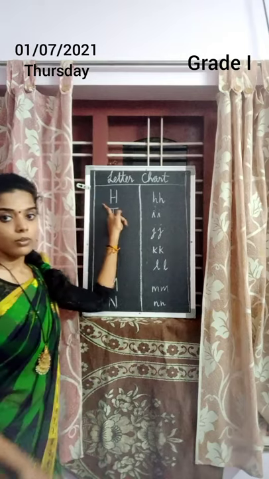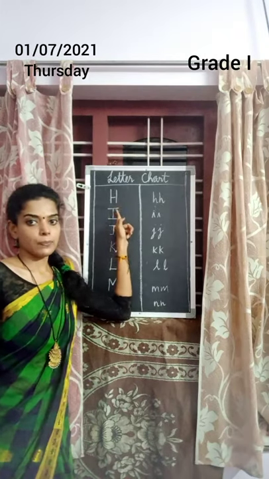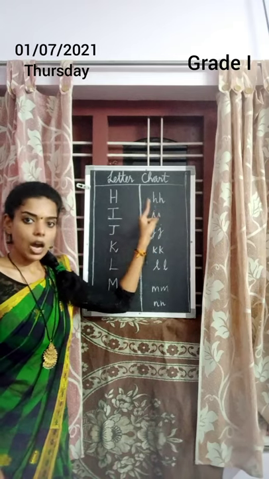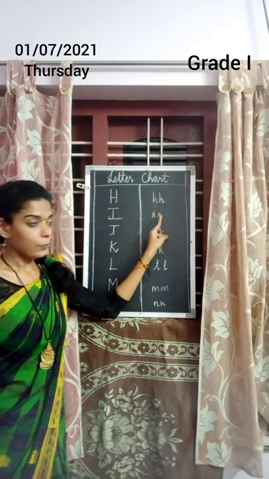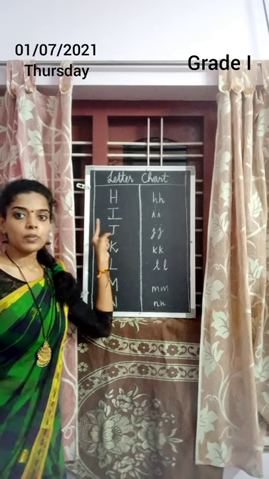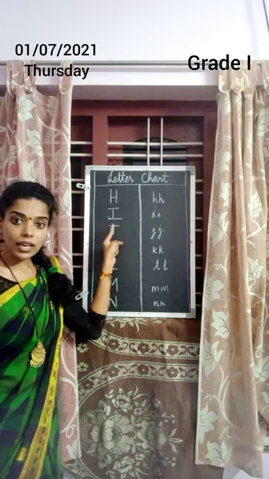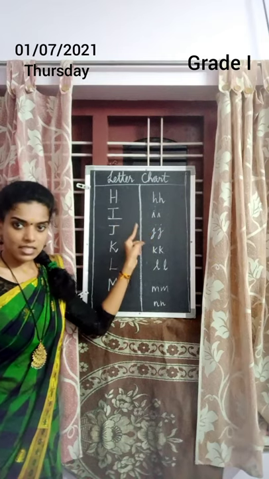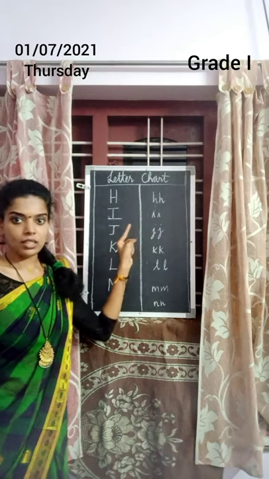H. What's the sound of alphabet H? The sound is her. Horse, house, hat, hen. So next one is I. What's the sound of I? The sound of I is E. Igloo, India, invitation, inside.